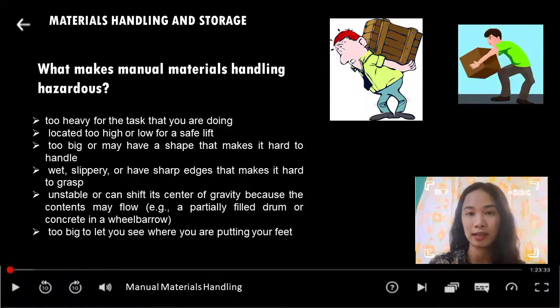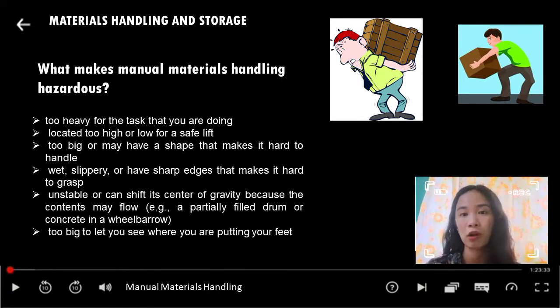Manual materials handling is always hazardous, but the level of hazards depends on what you are handling, what the task is, and what the conditions are at the workplace or work sites. For example, the materials or loads that you are handling may be too heavy for the task. So if you are given a task to carry boxes from the first floor to the third floor, and the boxes are too heavy to carry, that is dangerous for a worker, because a worker might fall on the stairs due to the weight of the boxes he was carrying.